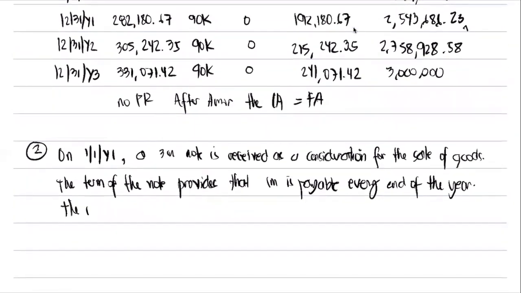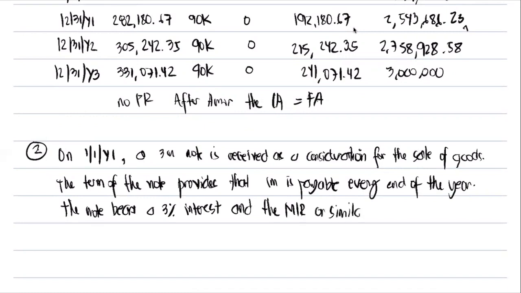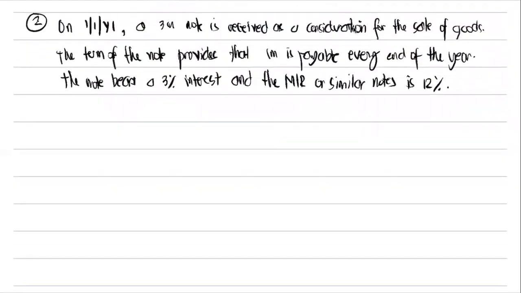The note bears a 3% interest, and the market interest rate on similar notes is 12%. Okay, so we try to prepare the subsequent measurement or the amortization table of this example. So before we can proceed to compute for the subsequent measurement, of course, we need to compute first for the initial measurement. So the initial measurement is equal to your PV of principal and PV of interest.